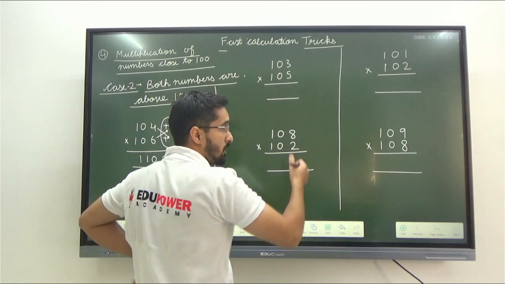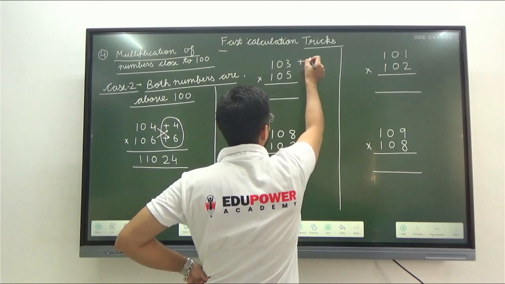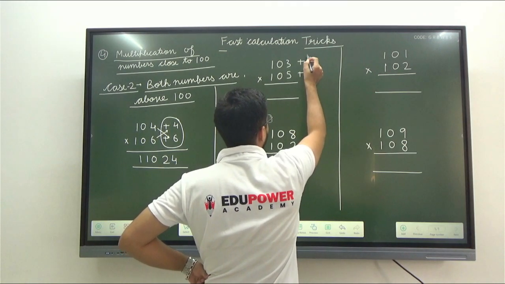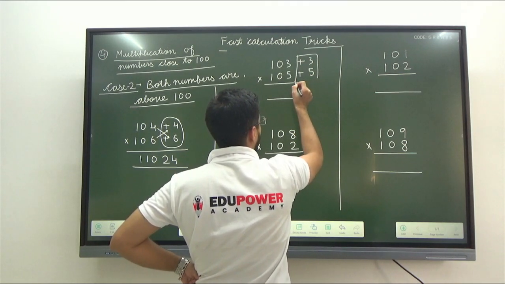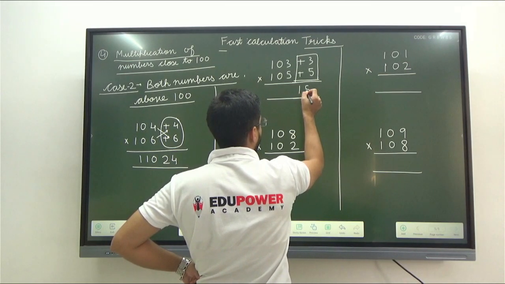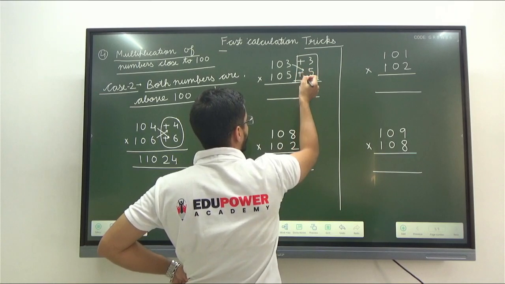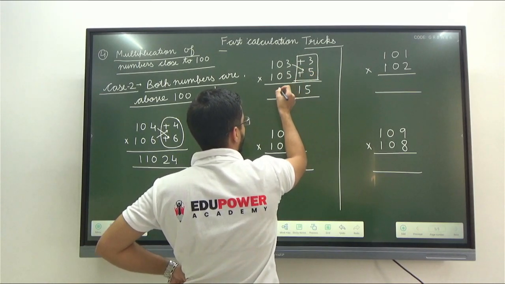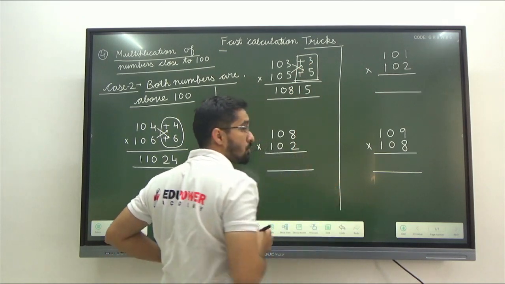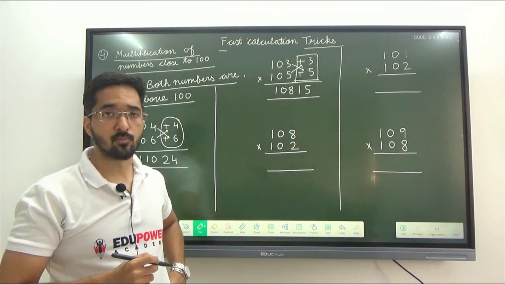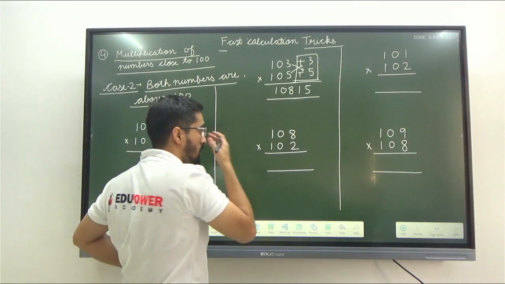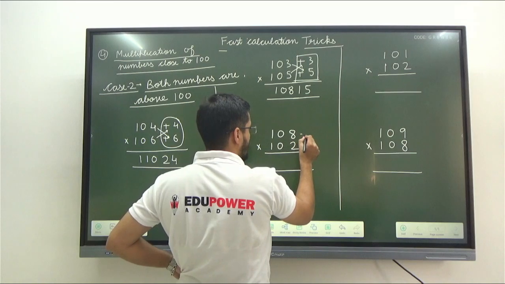Okay. So, let us start. Plus 3 plus 5, 5 into 3 is what? 15. Okay. 103 plus 5 is 108, or 105 plus 3 is also 108. So, the answer comes out to be 10815. Okay. Next question, 108 into 102.